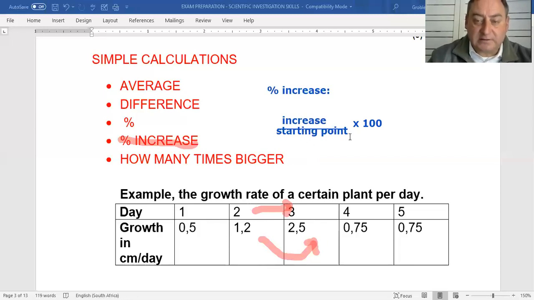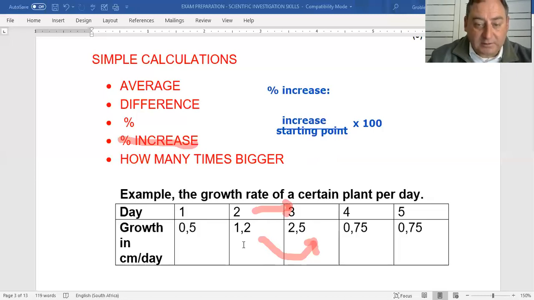But what is written at the bottom? Always a starting point. Whether it's a decrease or an increase, what's at the bottom is a starting point. So it's going to be 1.2. So if you do this calculation, what you're going to write at the top, is it not 1.3? You subtract those two. The increase is 1.3.